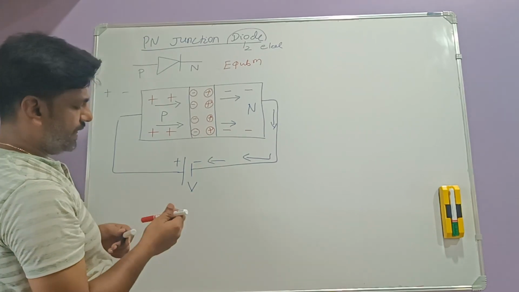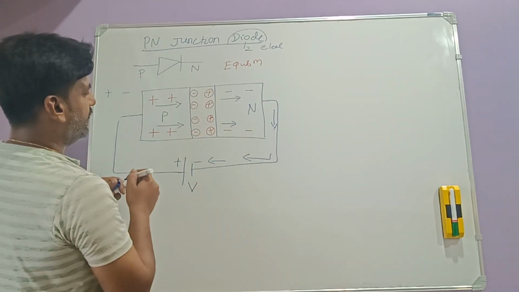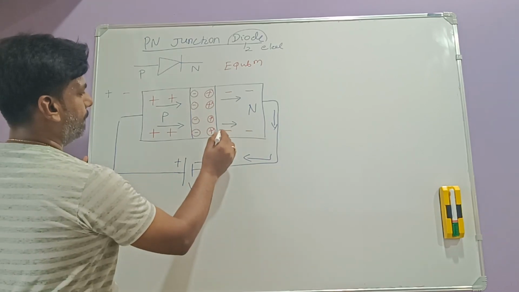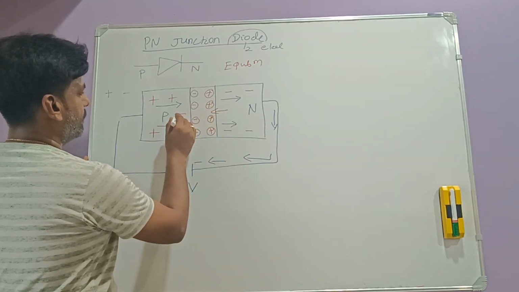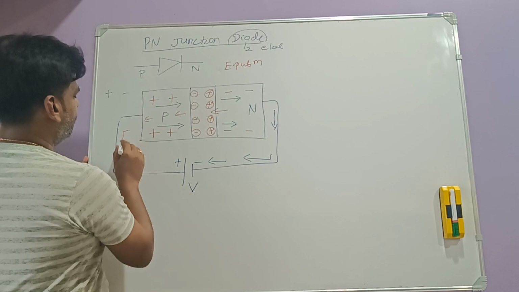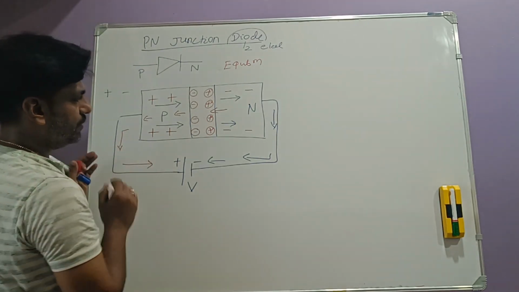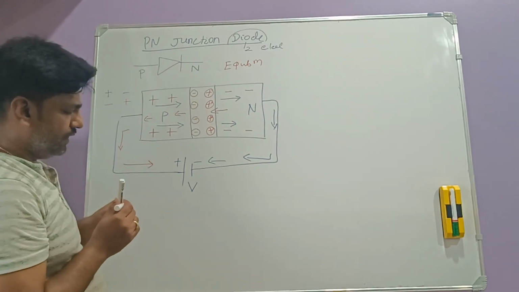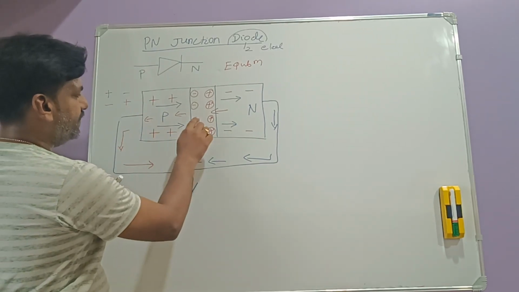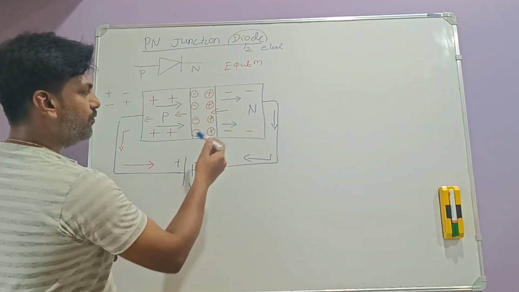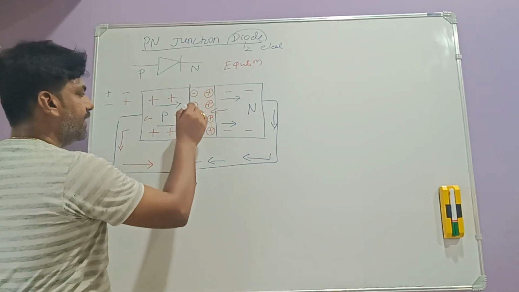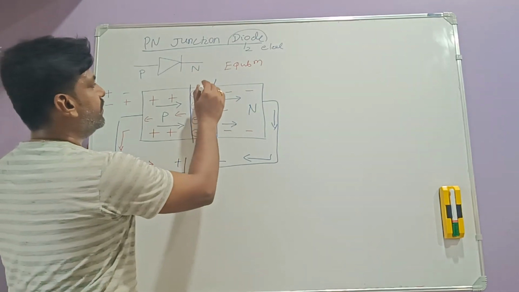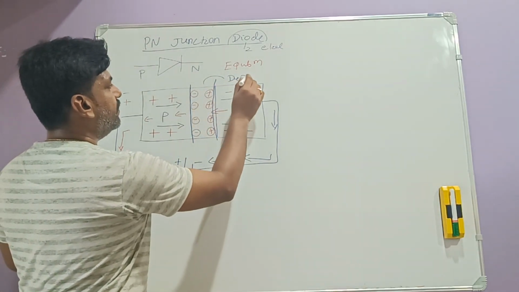In this N side, we have the electrons. These electrons will start moving in this direction and getting attracted by the positive side of the battery. Right? When the holes are moving in this direction and the electrons are moving in this direction, there is an effect on this region. This region is called the depletion region.